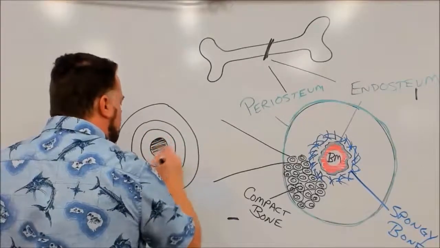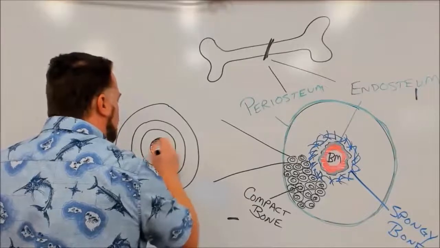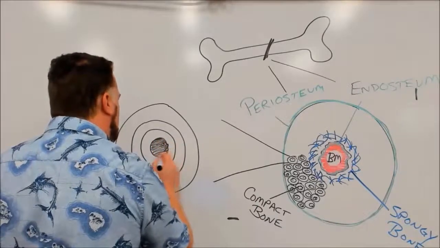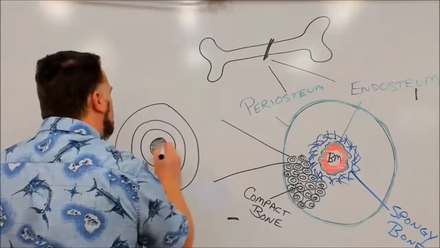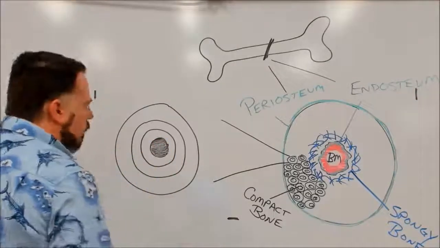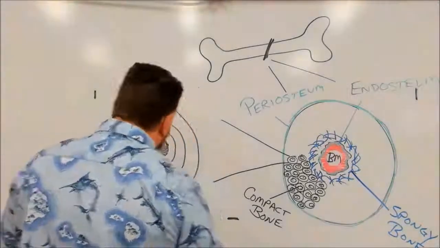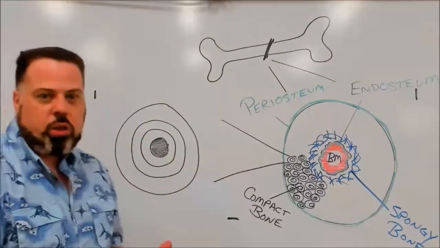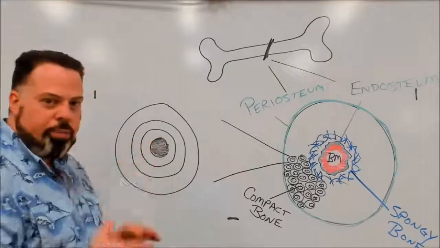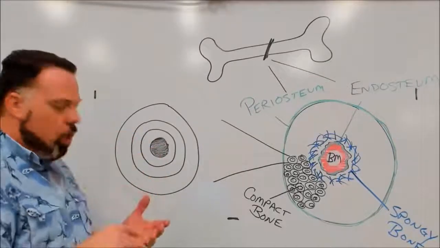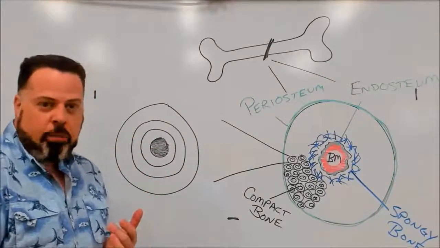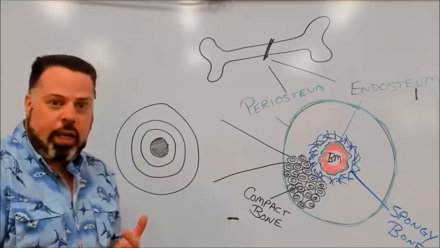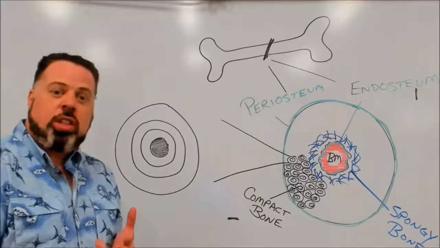In the center, there's going to be a canal. This canal has a few different names to it, okay? This bullseye, the target, could be called the osteonic canal. It could be called the Haversian canal. It could be called simply the central canal.